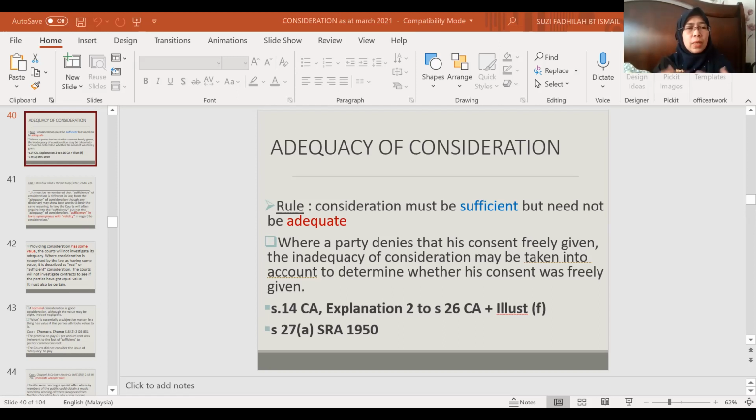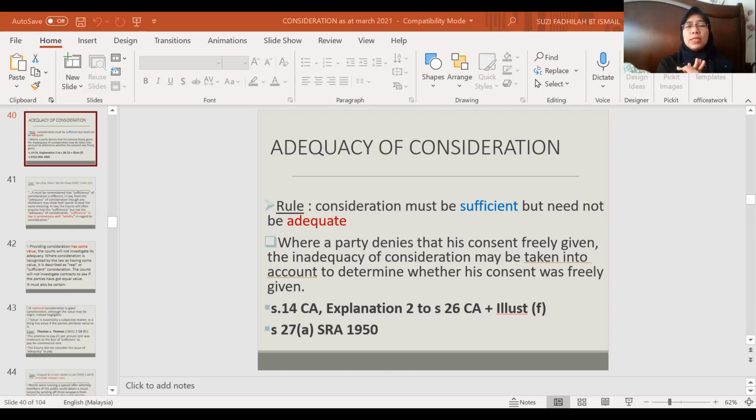Another relevant part is illustration F here. It impliedly explains the concept of adequacy. A agrees to sell a horse worth 1,000 ringgit Malaysia for 10 ringgit. I'm selling my horse, my horse is worth 1,000, but I'm selling it to you only for 10 ringgit. So here, A's consent, the horse owner's consent to the agreement, was freely given. I'm offering you freely. There's no one forcing me to do so.